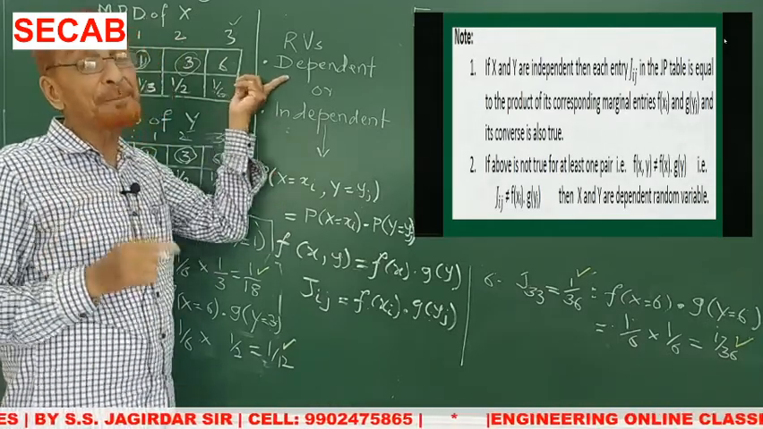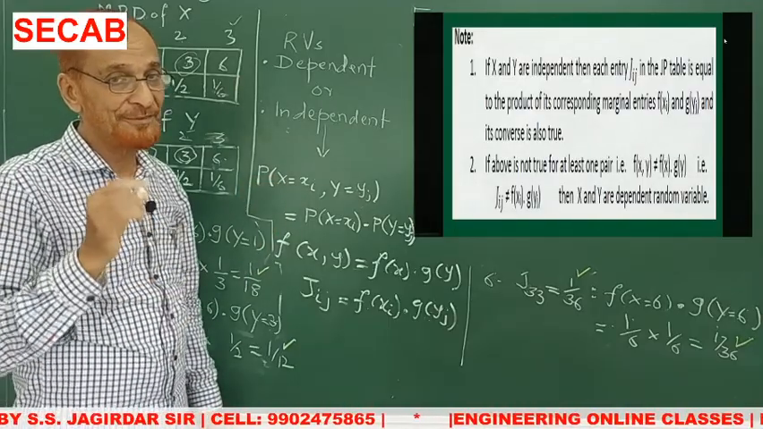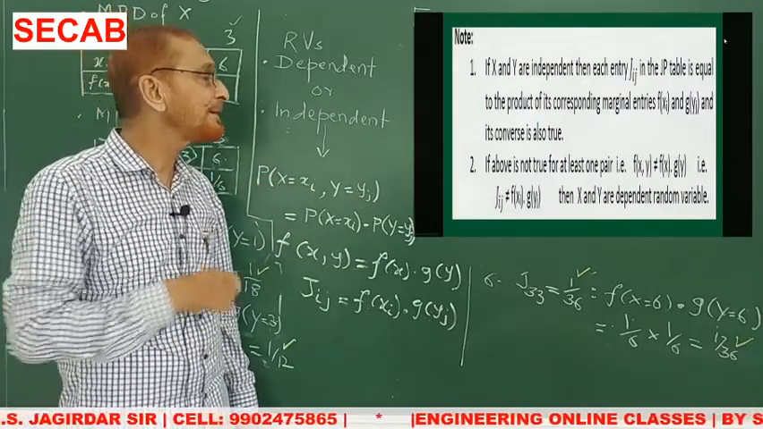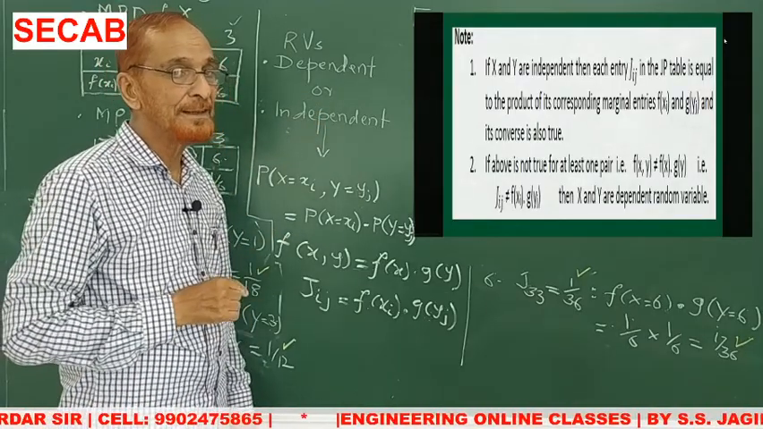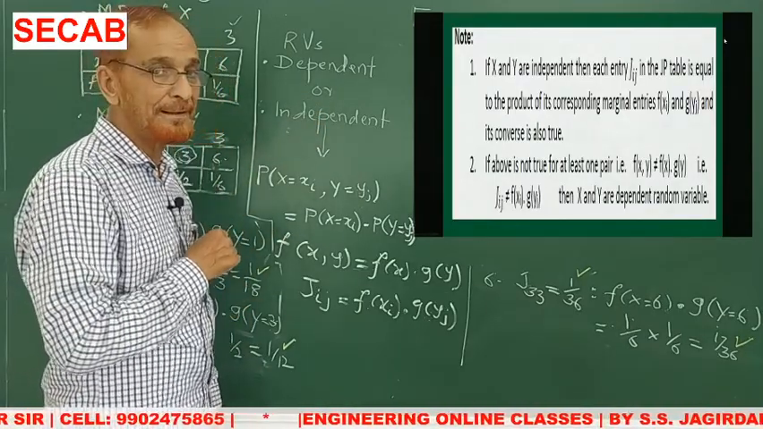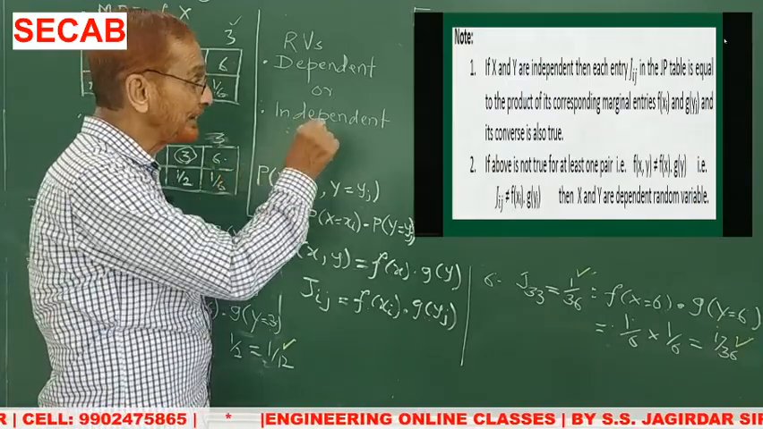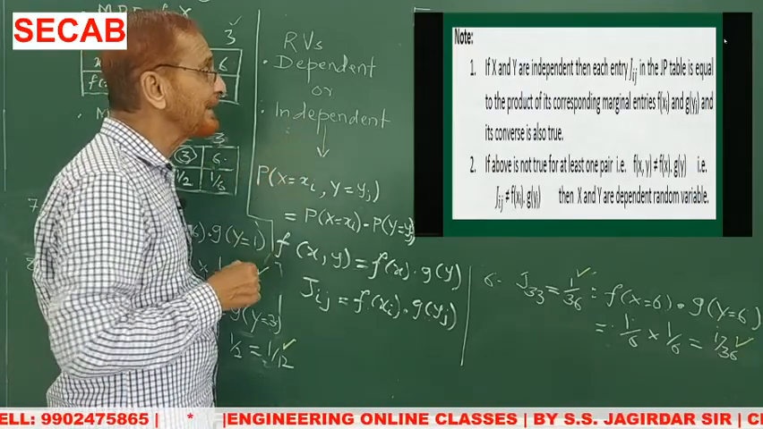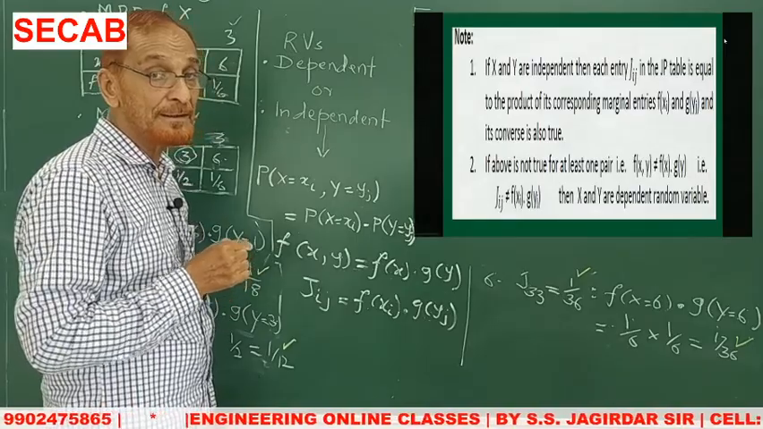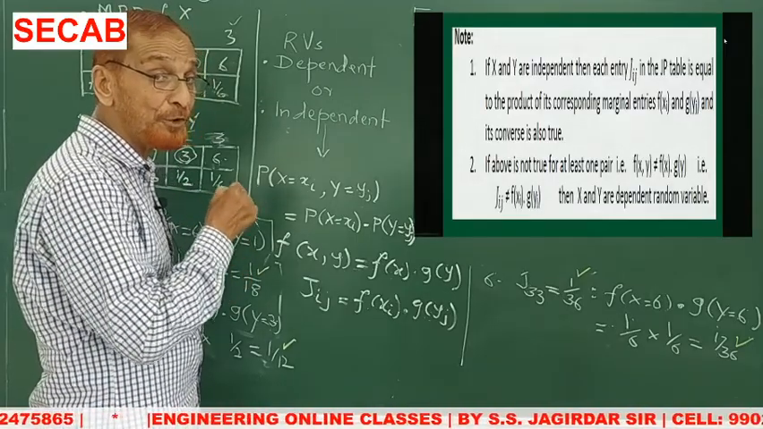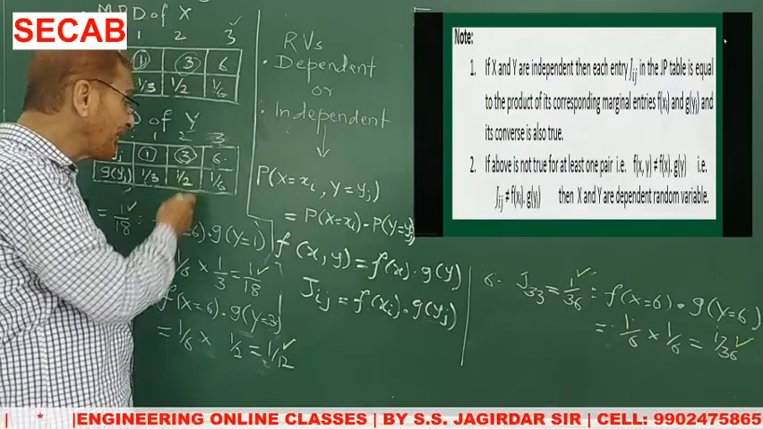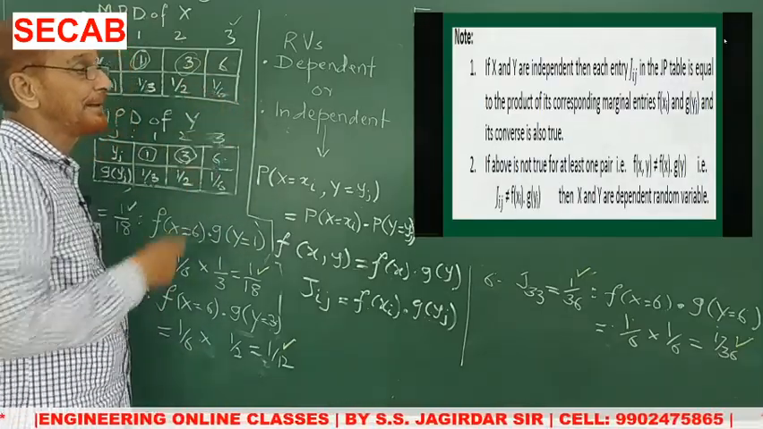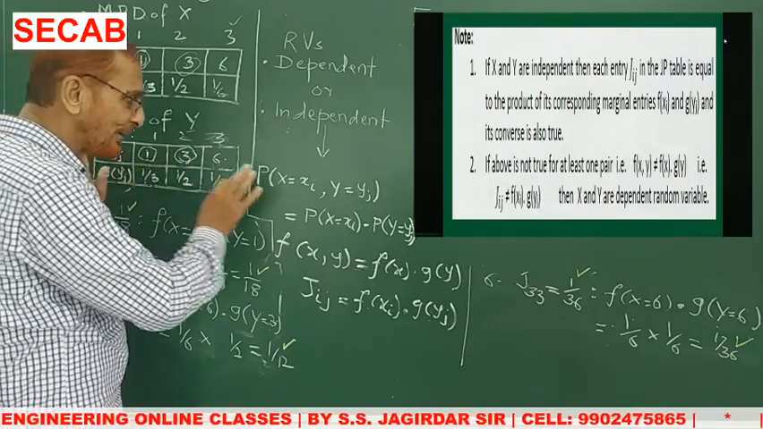When they will become dependent, therefore this note please take very carefully, this particular note. What the first point says: if x and y are independent, then each entry in the table, each Jij entry in the JP table, is equal to the product of the corresponding individual probability values. So that is what this is. This we have actually seen.